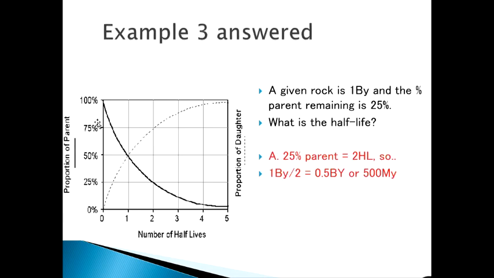So how do you solve this one? So again, you go to the percentage parent axis, 25%. Shoot over to the line, go straight down, it's 2 half-lives. So we know this fact, 25% of the parent equals 2 half-lives. And I know that the rock is 1 billion years old. So in other words, this chunk of time that I'm moving here between the cursor is 1 billion years old. So 1 billion years old divided by 2 is equal to 500 million years.